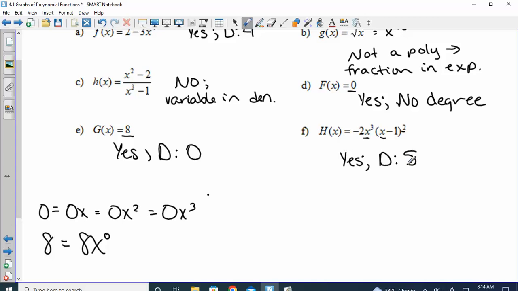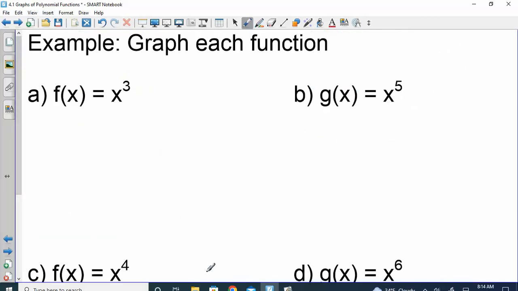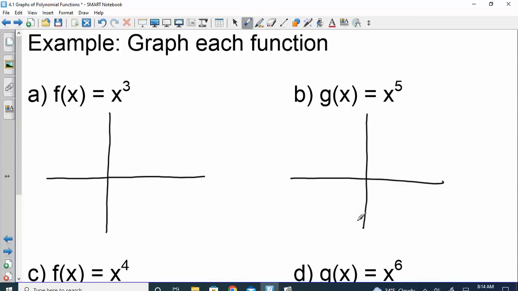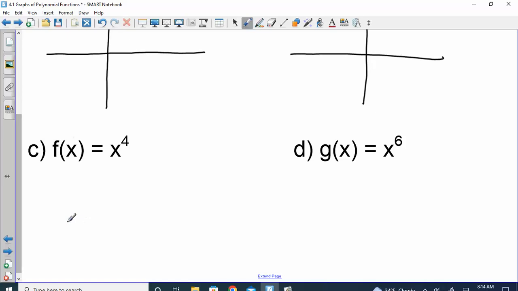So here's what I want you to do. Using your graphing calculator if you need to, I want you to draw me a rough sketch of each of these functions. So you've got some graph paper there, because I know how upset you guys get when I ask you to draw your own graphs. So I'm just asking you to give me a rough sketch for each of these.